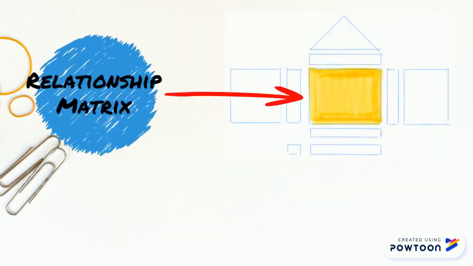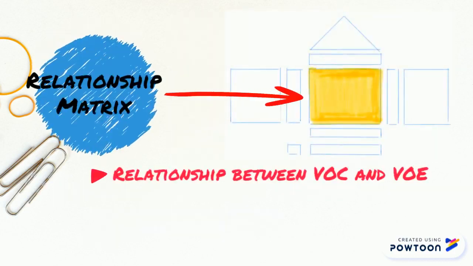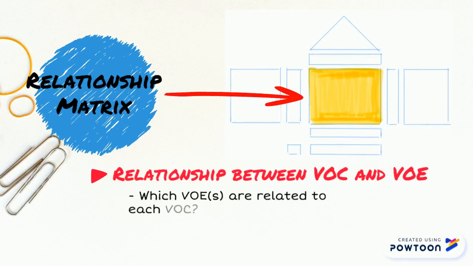Third, the relationship matrix. Each VOC can be related to at least one engineering parameter. Degree of relationship can be strong, medium, or weak. Relationships are expressed in symbols with corresponding values that will be used to compute for technical parameter weights.